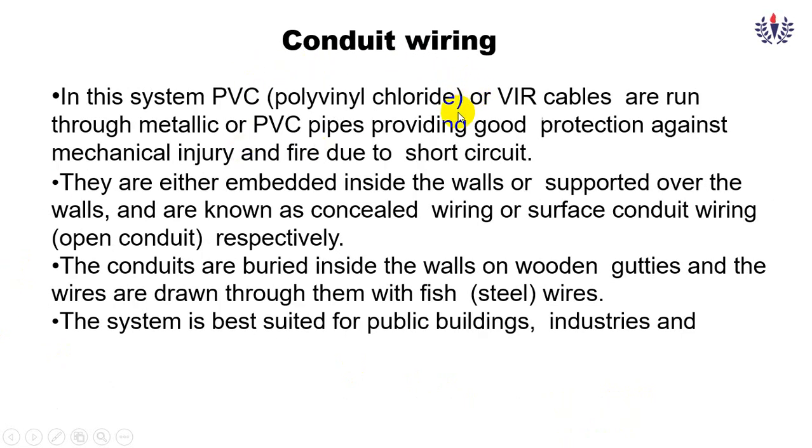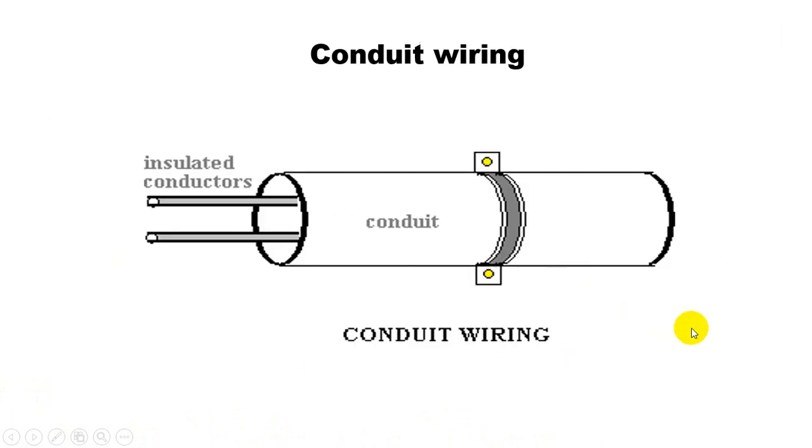So next, the recent one we are seeing is conduit wiring. It may be open conduit or closed conduit. For that, we are using PVC pipes, polyvinyl chloride, or VIR, vulcanized Indian rubber. Inside these pipes we will have the wire, which gives protection against mechanical injury and fire also. This is embedded inside the walls and supported by the cover. That is known as concealed wiring or surface conduit wiring or open conduit wiring. The conduits are buried inside the walls and wooden gitties. Now we are using this with steel wires also, for public buildings, industries, and residences also.